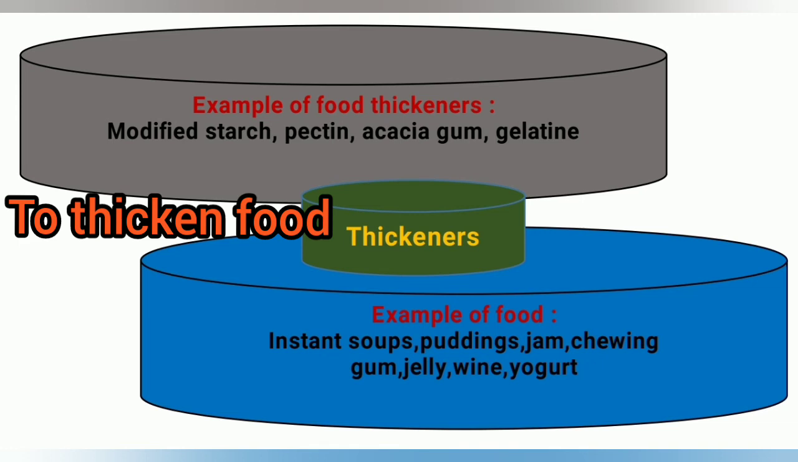Thickeners are used to thicken food. Acacia gum can act as a thickener as well as a stabilizer.